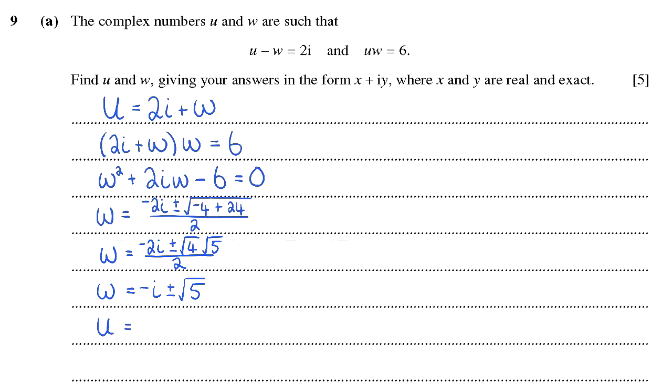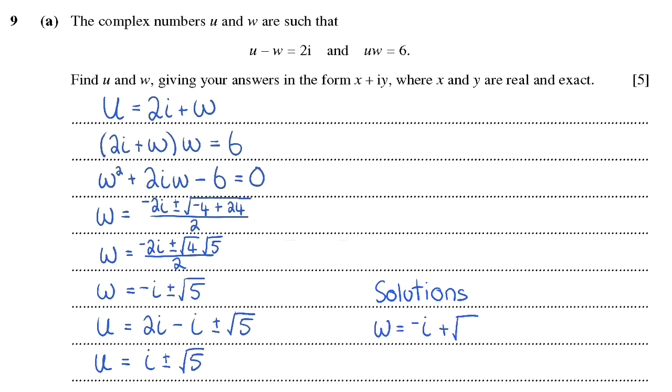All right, of course, once we have w, we can find u because u is equal to 2i plus w. And so just add 2i to w, and you get 2i plus negative i plus or minus root 5. And so u is equal to i plus or minus root 5. If we put the associated solutions for w and u together, we will get w is negative i plus root 5, and u is i plus root 5, or w is negative i minus root 5, and u is i minus root 5.